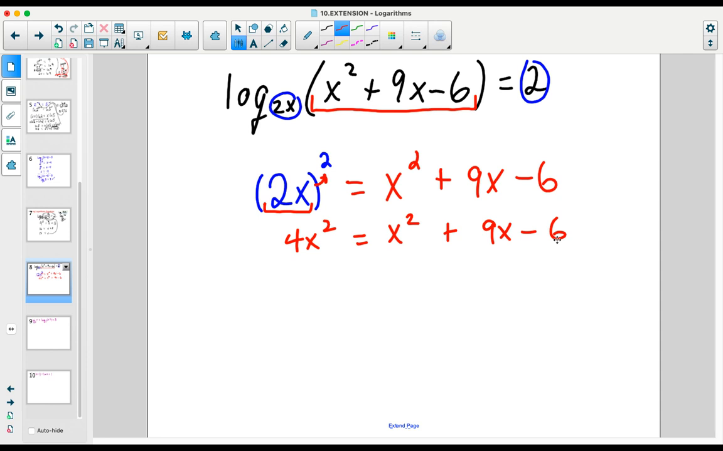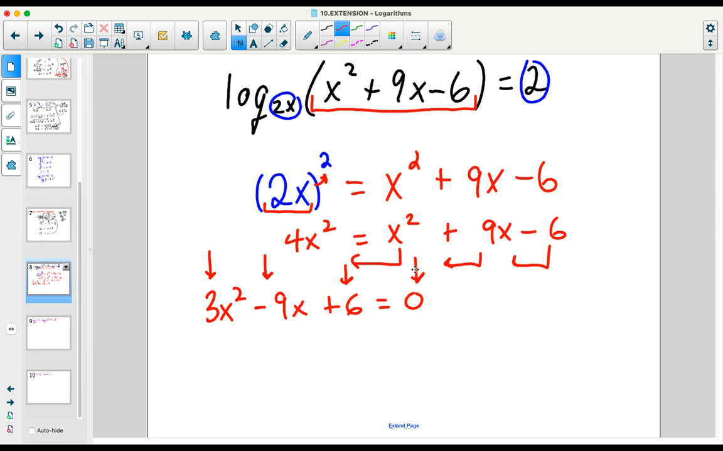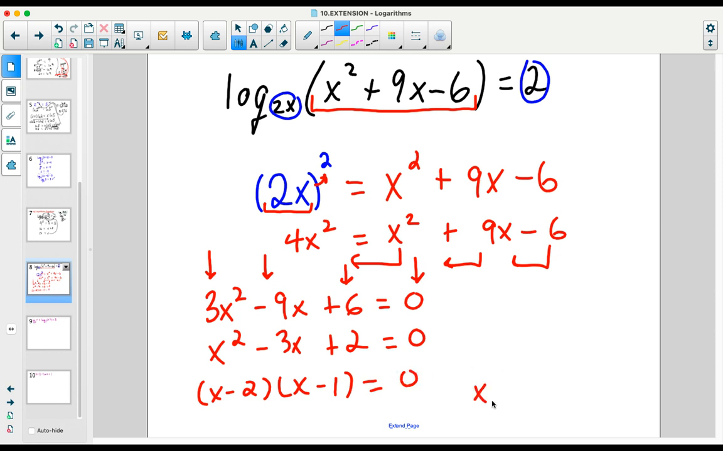Moving the terms so that everything is on the same side, we're going to end up with 3x squared minus 9x plus 6 is equal to 0. Notice that each of these terms is divisible by 3, and the entire expression is equal to 0. So we're just going to divide everybody by 3 in an effort to clean up all of those coefficients. And then we just factor and solve the resulting binomial equations, giving us two answers, x is equal to 2 and x is equal to 1.